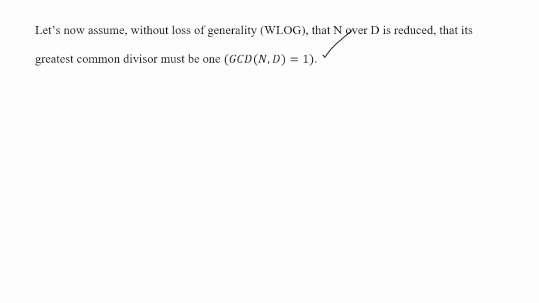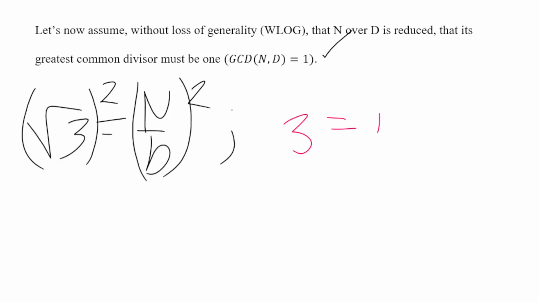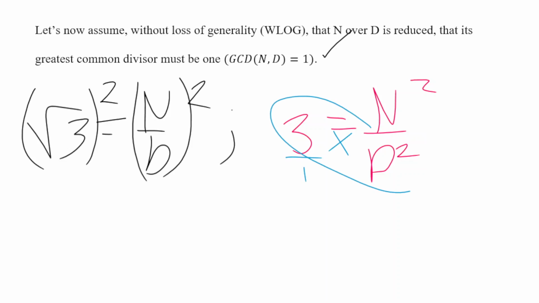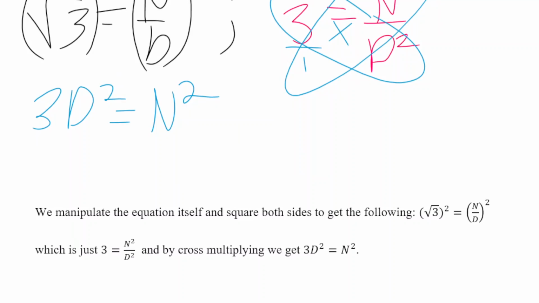Now we manipulate the equation, and that equation was the square root of 3 equals n over d. We manipulate this by squaring both sides, squaring the square root of 3 and squaring n over d. From this we get, and let me use red, 3 equals n squared over d squared. In blue, we are going to cross multiply, and we get 3d squared is equal to n squared. And notice I have written this right here.